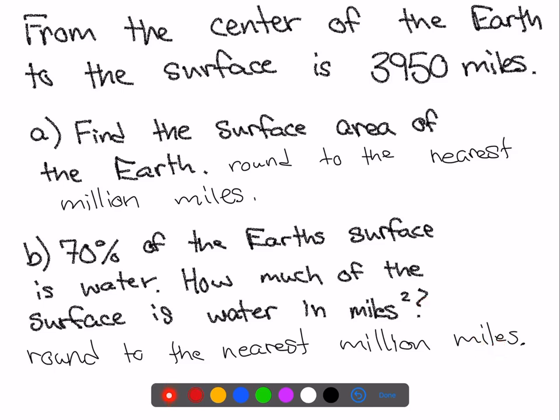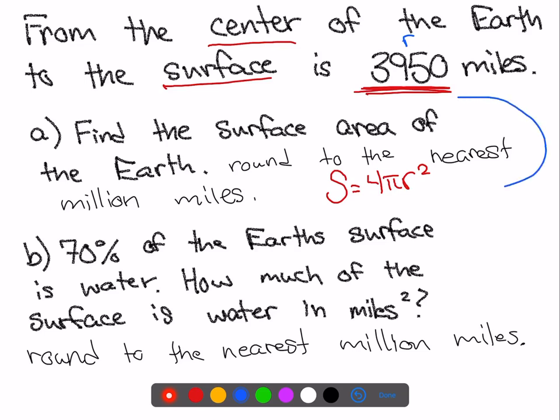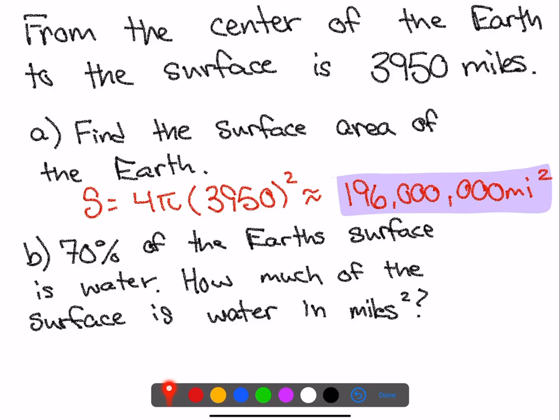So, if we want to do this, you got to remember that surface area is equal to 4 pi r squared. In this case, we know that from the center to the surface is 3,950 miles. So, 3,950 would actually be our variable r. So we can just go ahead and plug that right in here. And solving for S is equal to 4 pi times 3,950 squared will give us about 196 million miles squared. So that's the surface area of the Earth.